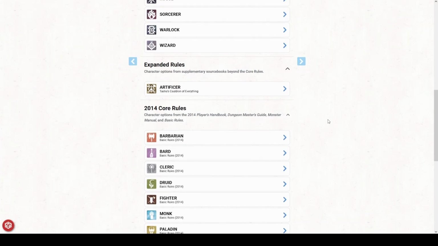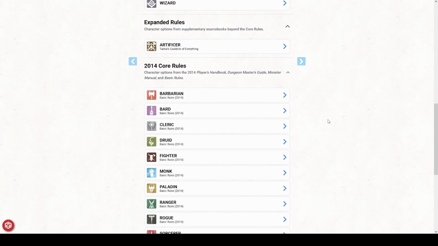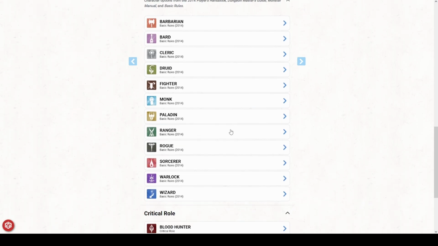Okay, so this is the class screen. As you can see, I have a book that gives me an extra class. I will explain how that works later. These are expanded rules. As I said before, these are in addition to our existing rules. Today we're gonna make a warlock.